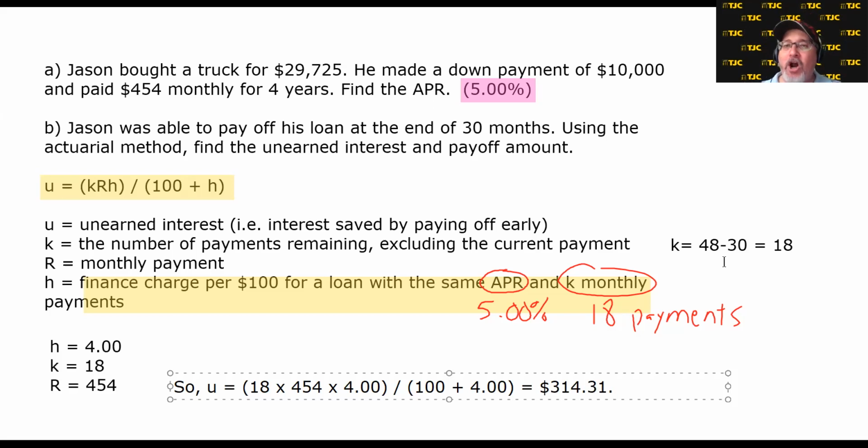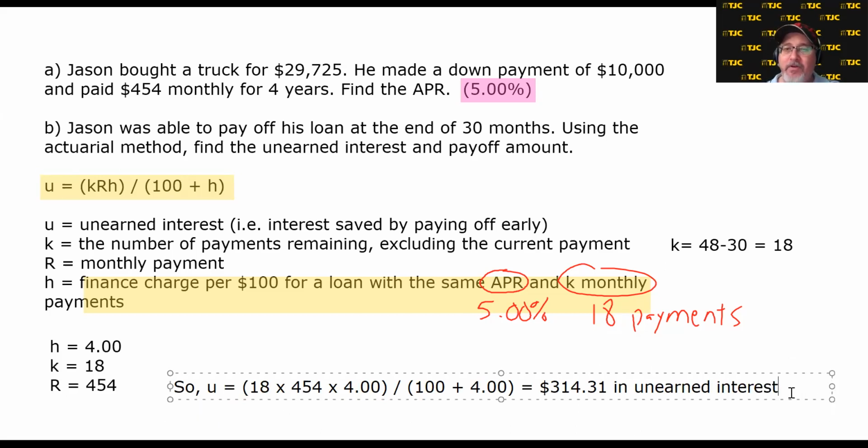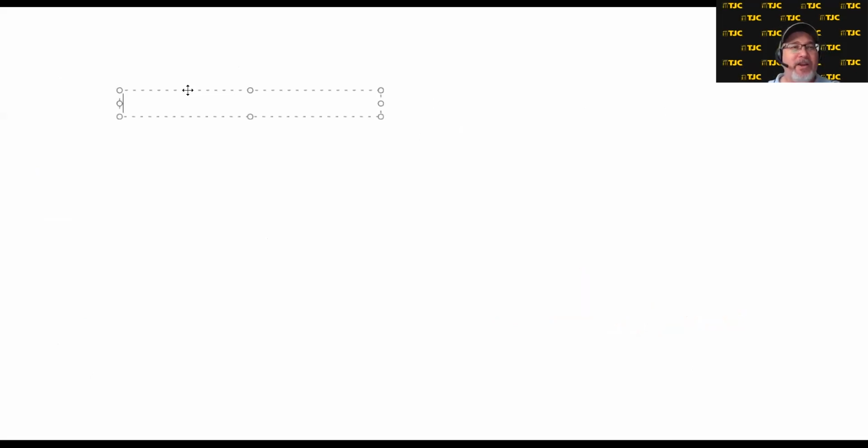So by paying off this Jeep when we get to the 30th payment, we would save $314.31. But that is just the unearned interest. That wasn't the only thing we were asked. We were also asked for the payoff amount. All right, so how can we figure out the payoff amount? Well, let's think about it. The payoff amount is what we still owe.